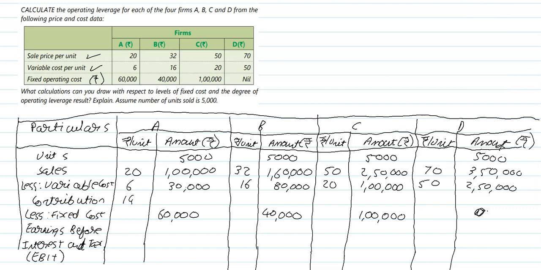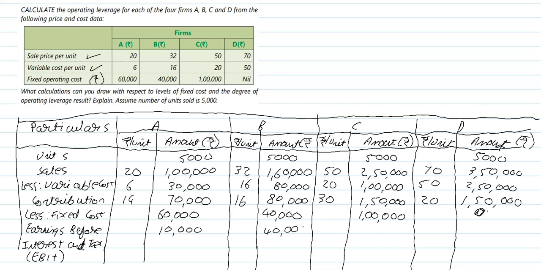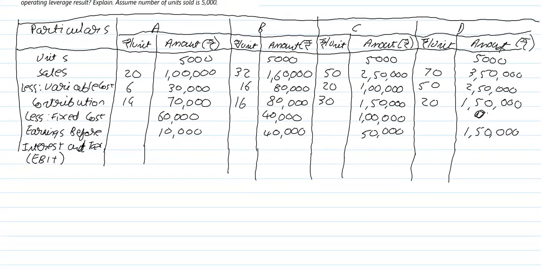20 minus 6 gives us 14, 1 lakh minus 30 gives us 70,000. Similarly, 16, 80,000, 30, 1,50,000, 20, and again 1,50,000. Subtracting between these two, we end up with 10,000, 40,000, 50,000, and 1,50,000. Now, they want us to calculate the degree of operating leverage.